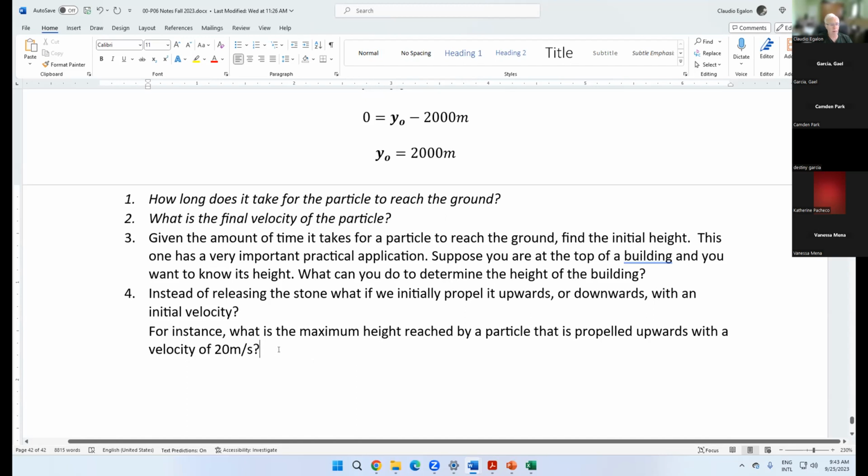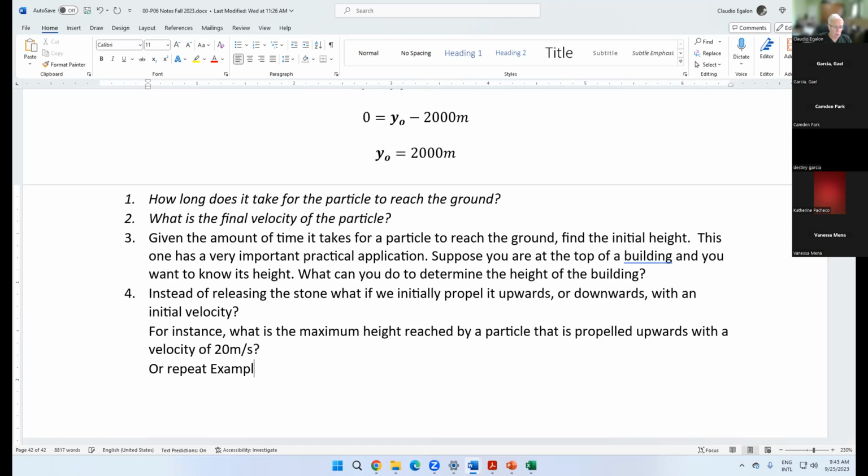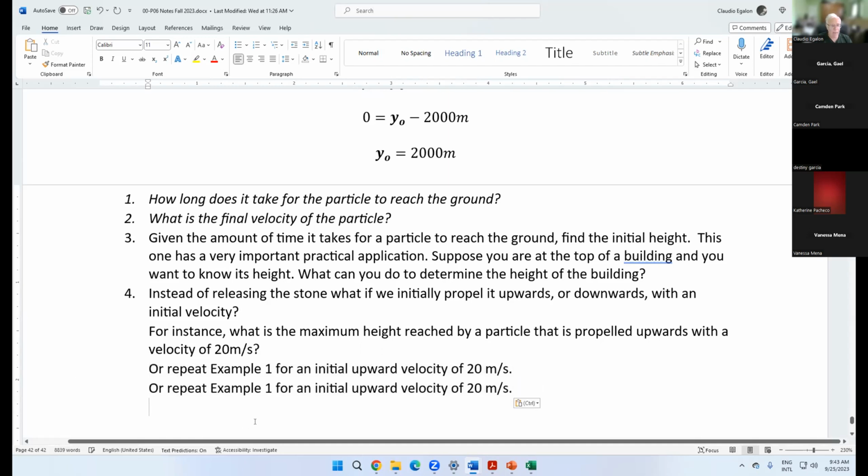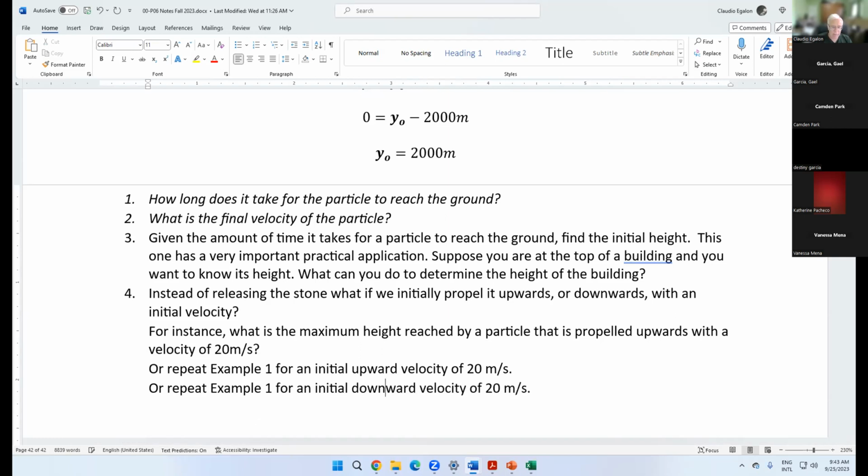Okay. Or you can repeat example 1 for an initial upward velocity of 20 meters per second. That's another one. Repeat example 1 for initial downward velocity, right? All sorts of problems that we can come up with. And so on, right?